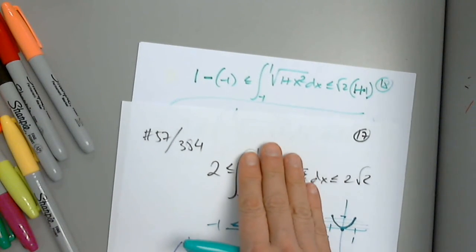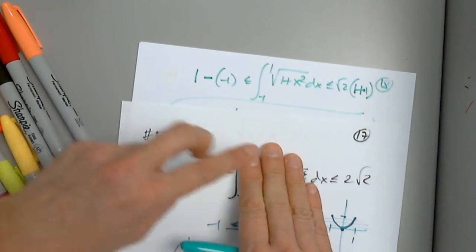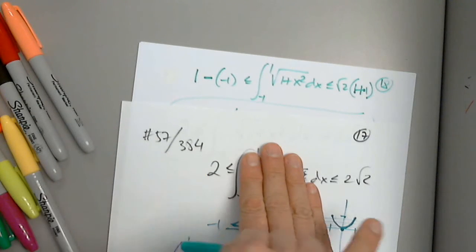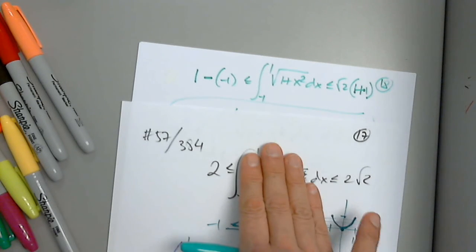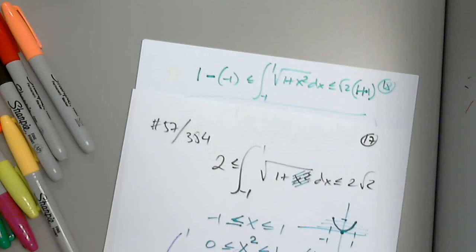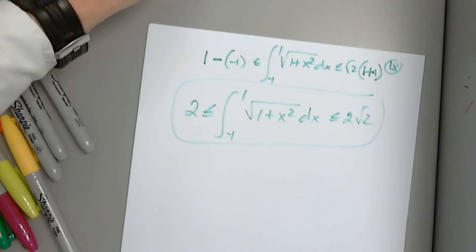So all we were asked to show is that this integral is a number between 2 and 2 square root of 2. We don't care what it is. We only wanted to show that this integral is a number between 2 and 2 square root of 2. Better? Yeah. Very good.